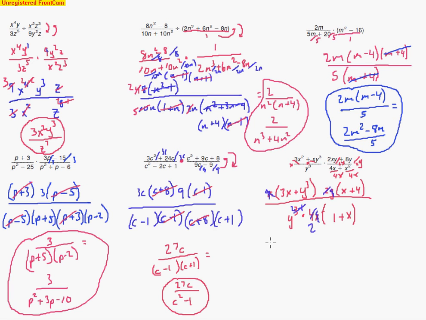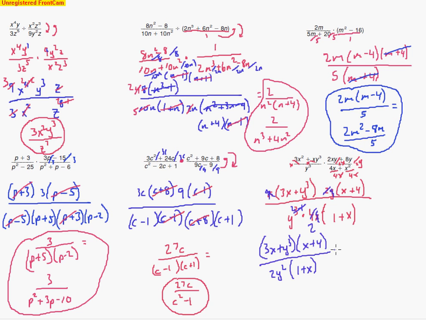So what I've got left is a 3x plus y to the third times x plus 4. Down below I've got a 2y squared because of this y squared right here, times 1 plus x. And that would be it.